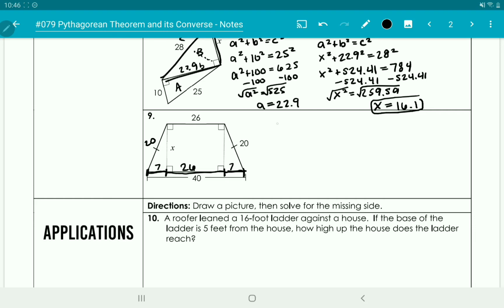So now we have a triangle here to look at. This right triangle over here is what we're looking at. We have x on the side, 7 on the bottom, 20 on this side. The one across from the right angle is going to be C. The other two are going to be A and B. Now I want you to go ahead and pause the video and solve for the x.